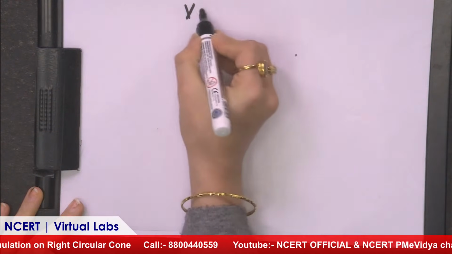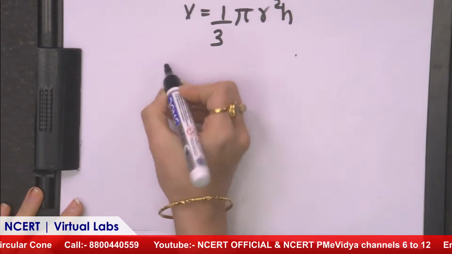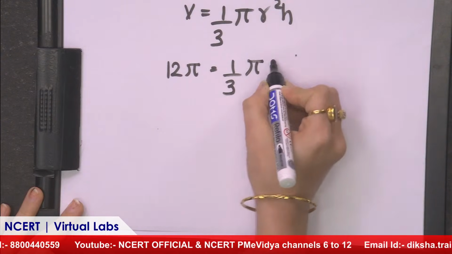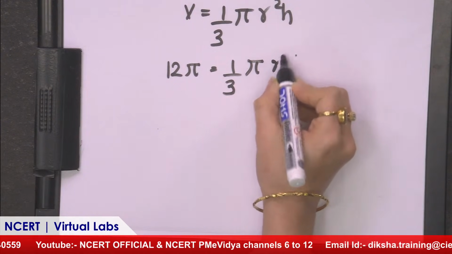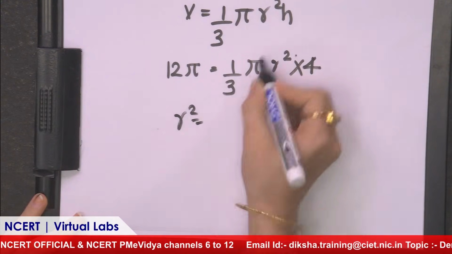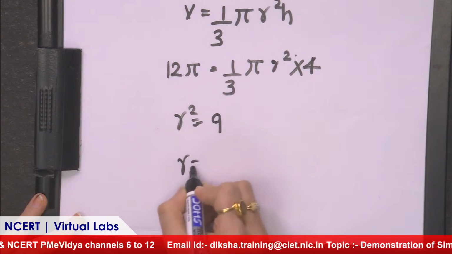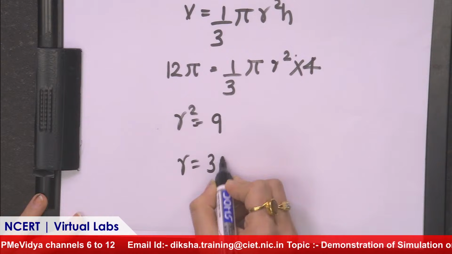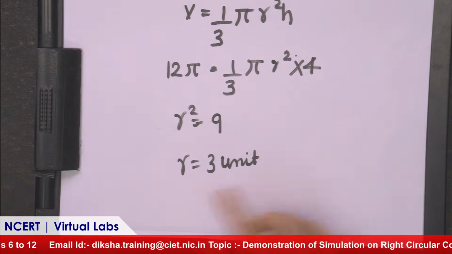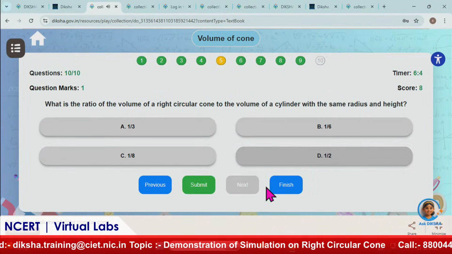So what is V? V equals 1 by 3 pi r square h. V is given as 12 pi, and 1 by 3 pi r square, the radius we have to find, and the height is 4. Again we calculate this, pi cancels, and we find r square as 9. The value of r will be 3 units. The unit is not mentioned, so we write r is 3 units. The correct answer is D. And we can move to the next question.